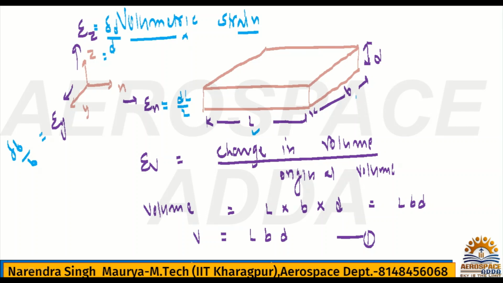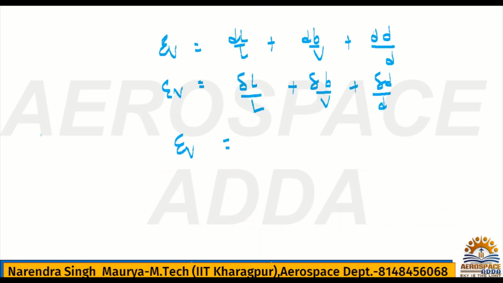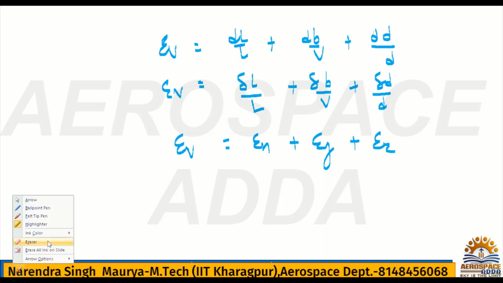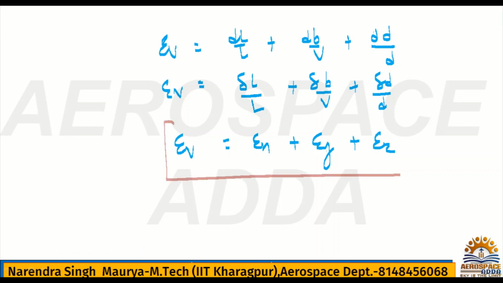So if you check, this is epsilon x, this is epsilon y, and this is epsilon z. So the total change in volume or volumetric strain is nothing but a summation of strain in all three directions. In direction of x, what is the strain? In direction of y, what is the strain? In direction of z, what is the strain? You add all, then you will get the volumetric strain. This is the method to calculate that value.